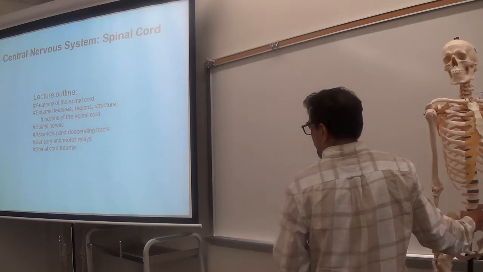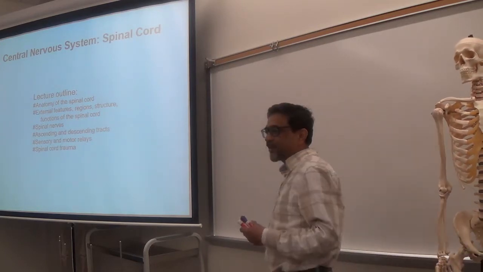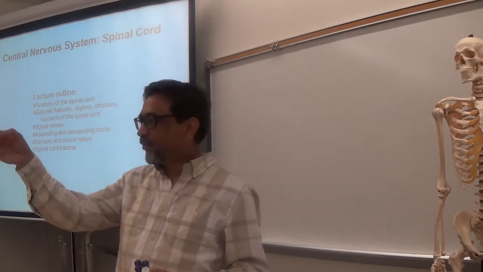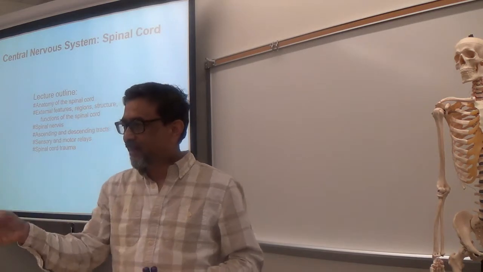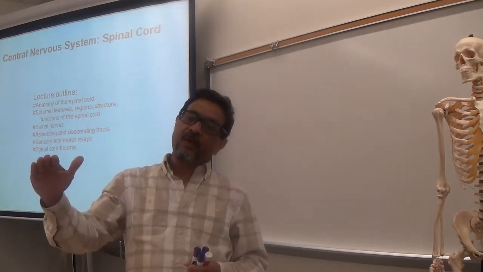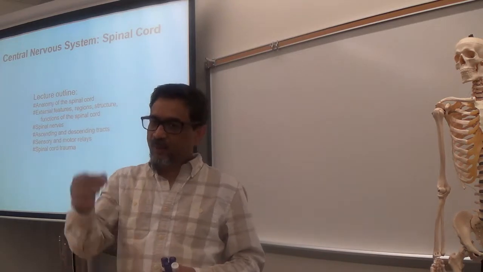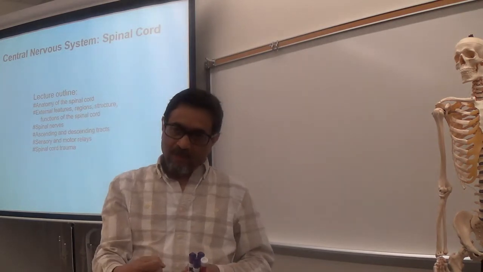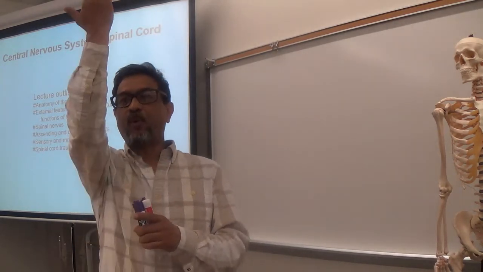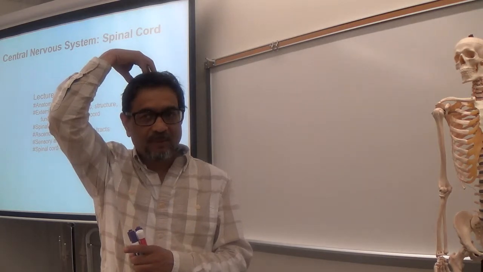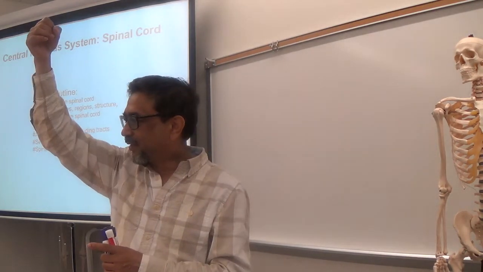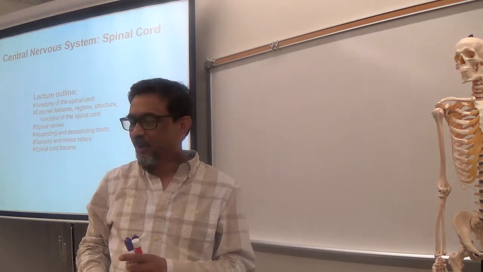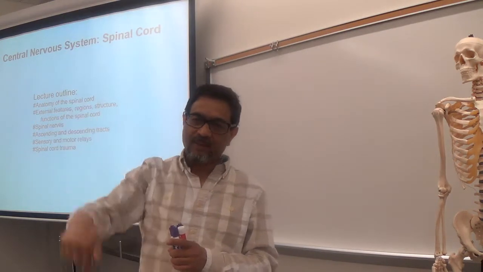Then we'll talk about the tracts inside the spinal cord. You already know tracts are the bundles of fibers, right? So, if you cut the spinal cord and see inside, you'll see the tracts or bundles of fibers. Some tracts are taking the signal upwards, that means towards the what? Brain, right? Some tracts are taking the signal downwards, that means away from the brain, right? So, ascending and descending tracts.